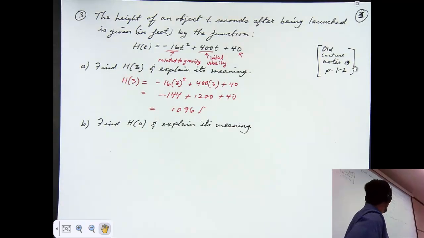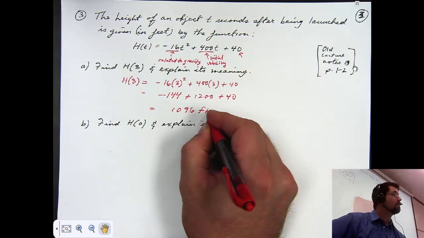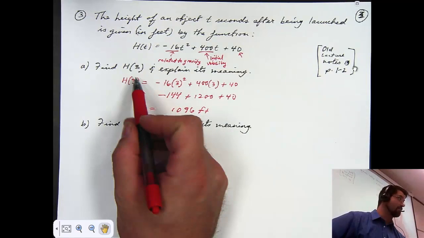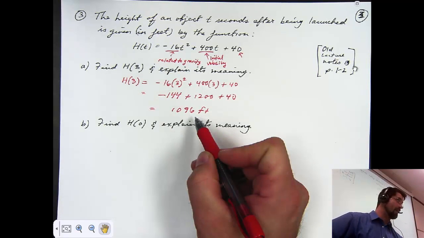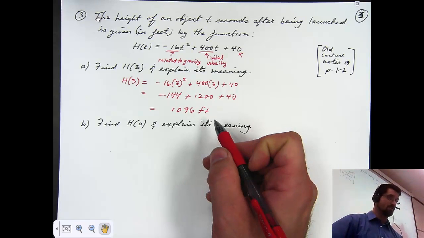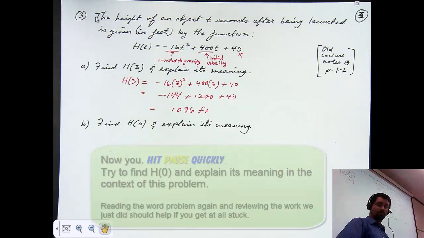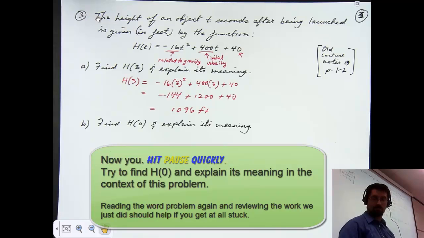And oh, what does that mean? 1096. Yeah, I started putting the F there. I'm kind of giving it away. So the meaning is after 3 seconds, this object is over 1,000 feet high. Good? All right. h of 0.